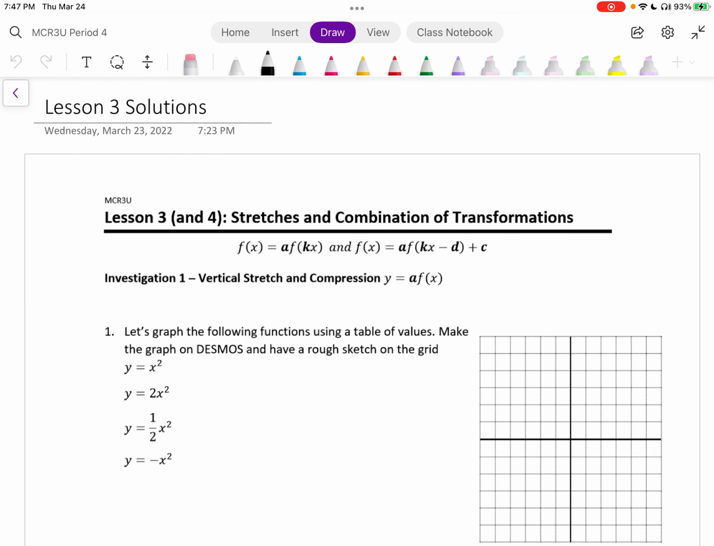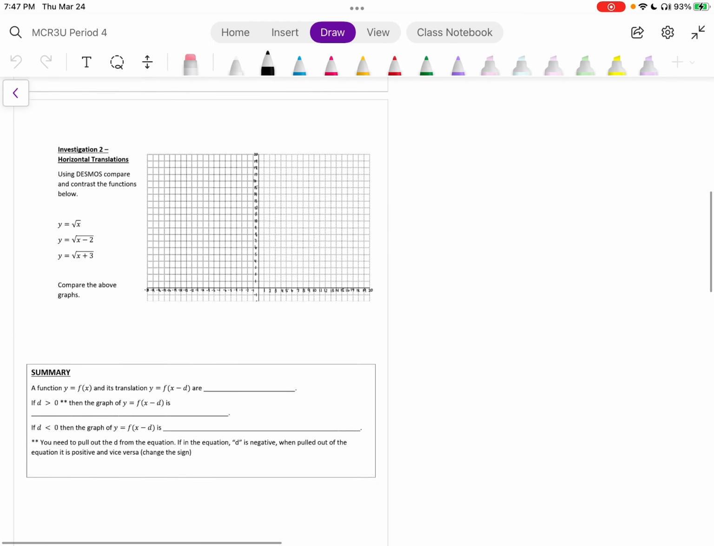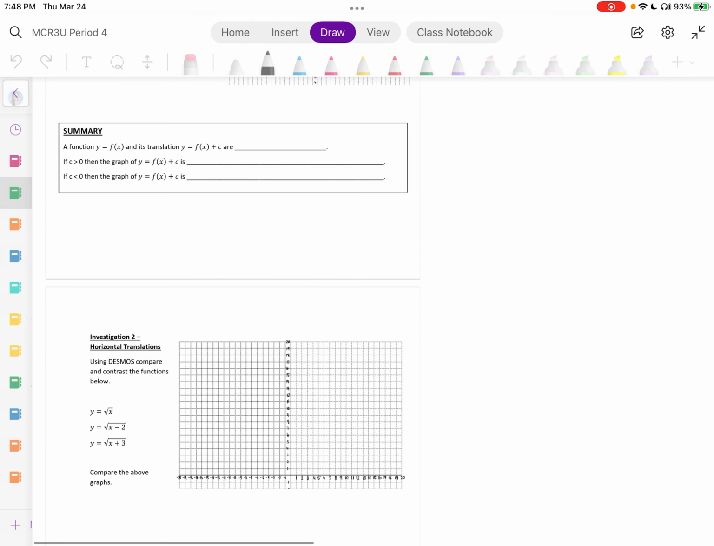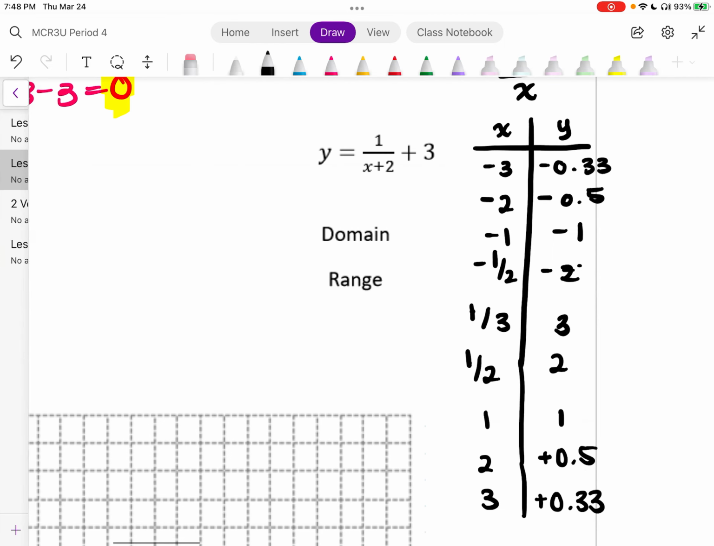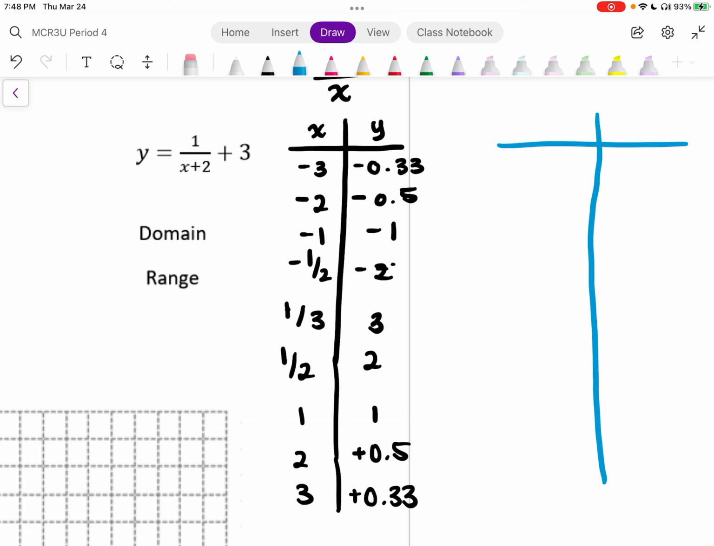Okay, so let's go back here. What I'm going to do is take these and apply my shifts. I know that I have x plus 2, so that's going to be my d value, and my d value is going to be negative 2 because it's a positive there, so it's going to be x minus 2. And then this is my c value, so it's going to be y plus 3.